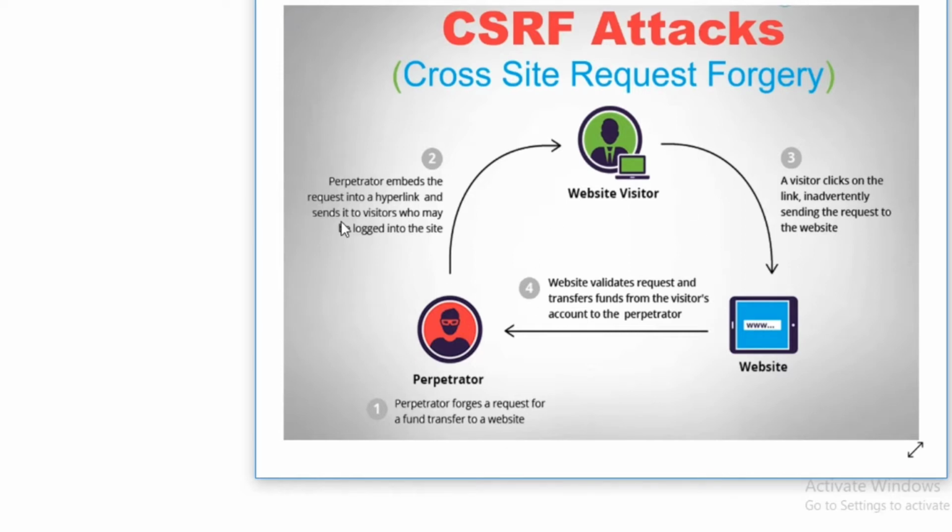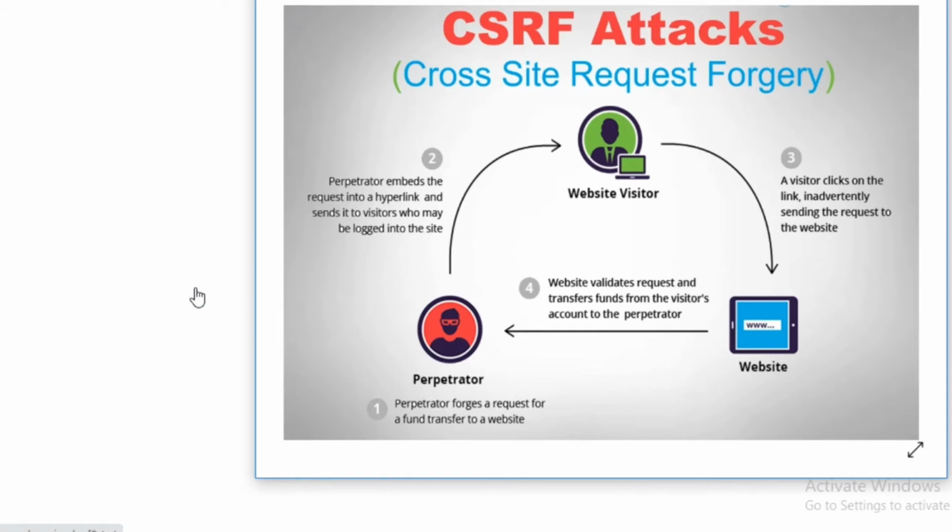So it is sent to a visitor who may have logged into the site. The visitor clicks on the link, inadvertently sending the request to the website. So when the visitor clicks on the link, it sends a request in his name to the website. The website validates the request as if the owner himself requested the website to transfer the funds from the visitor's account to the attacker's. So this is the whole overview, the basics of CSRF.